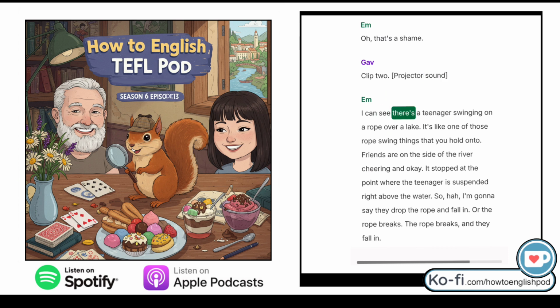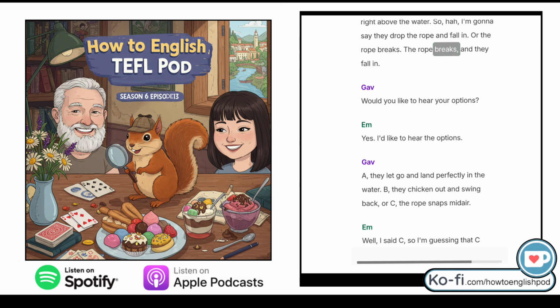I can see there's a teenager swinging on a rope over a lake. It's like one of those rope swing things that you hold on to. Friends are on the side of the river cheering. And okay, it stopped at the point where the teenager is suspended right above the water. So I'm going to say they drop the rope and fall in. Or the rope breaks. The rope breaks and they fall in.